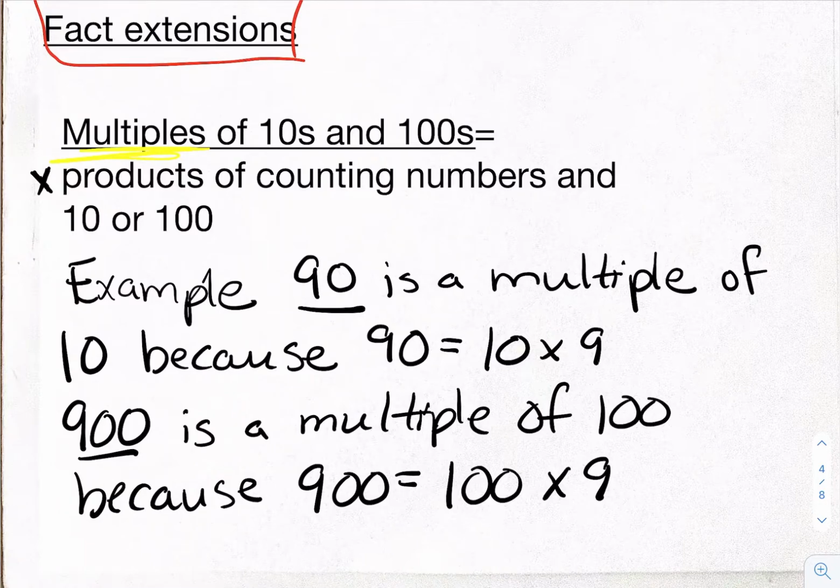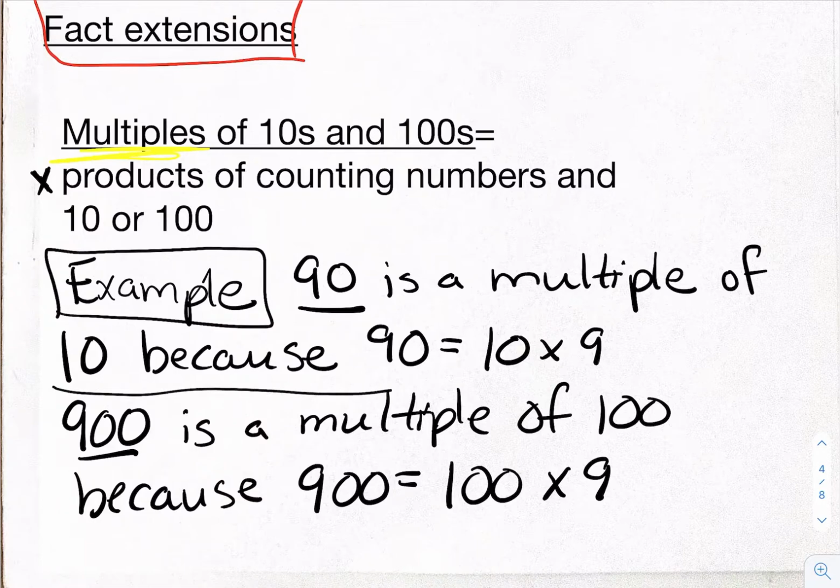So look at our example here. 90 is a multiple of 10 because 90 is 10 times 9. 9 is our counting number, so it is a multiple of 10. Same thing with the next one. 900 is a multiple of 100 because I multiply 100 by the counting number 9, and that gives me 900. So it is a multiple. We're going to practice this a little bit more.